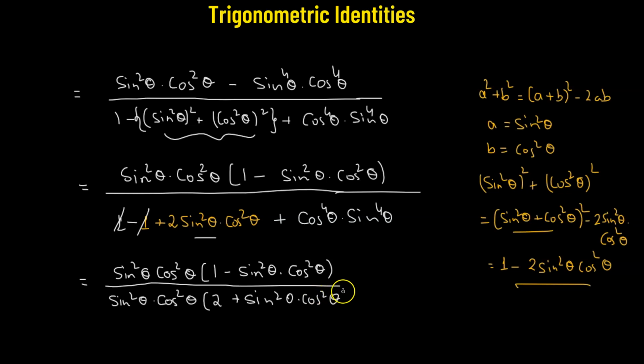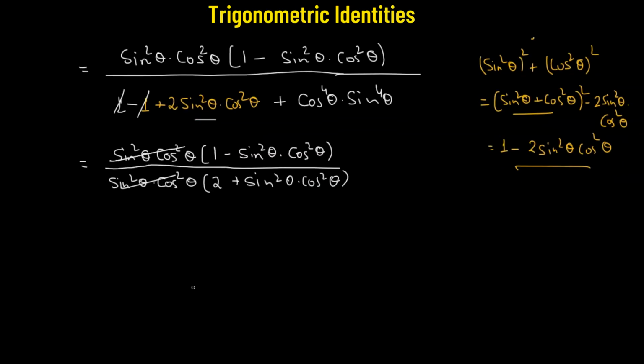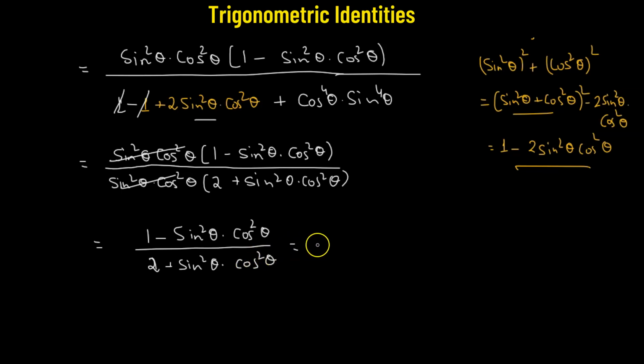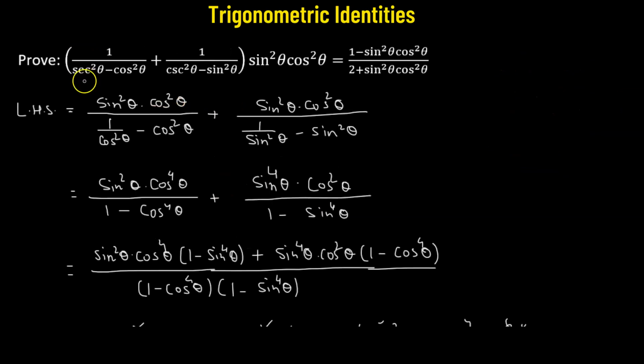Now we can factor out sine squared theta, cosine squared theta from the numerator and the denominator, and that finally leaves us with 1 minus sine squared theta times cosine squared theta, whole divided by 2 plus sine squared theta times cosine squared theta. So this is the expression on the right hand side. Hence, we have successfully shown that our left hand side of the given expression is equivalent to the right hand side, hence proved.